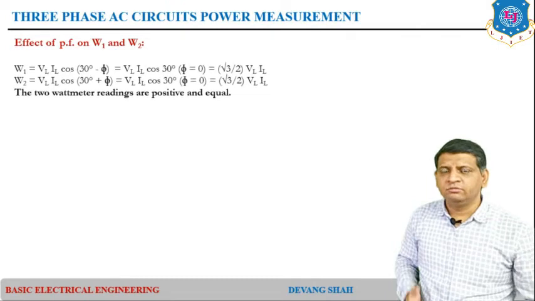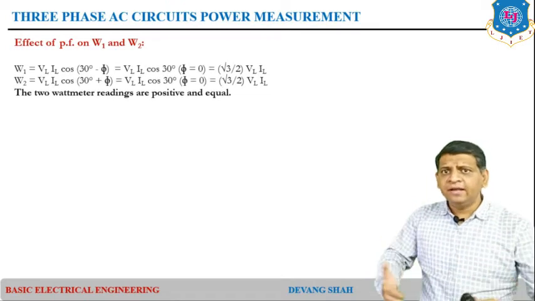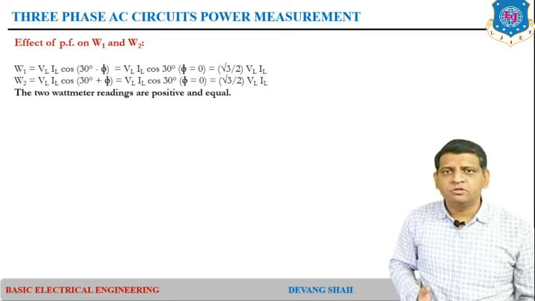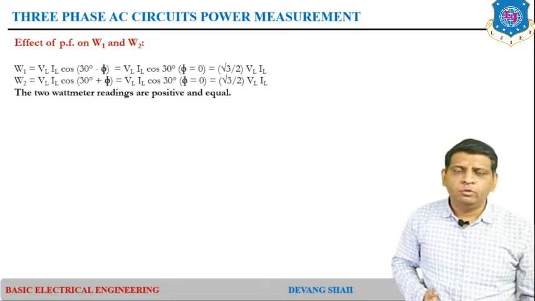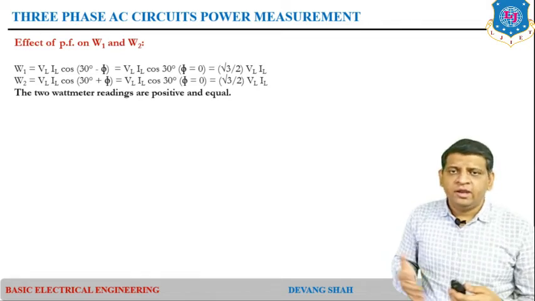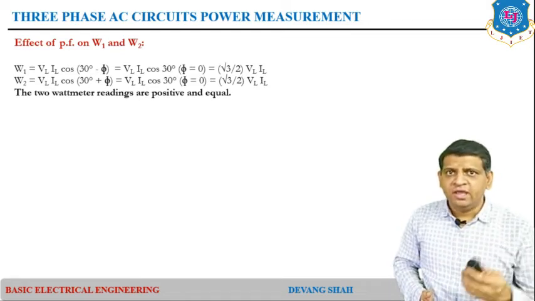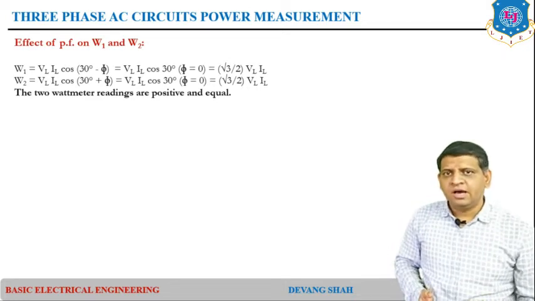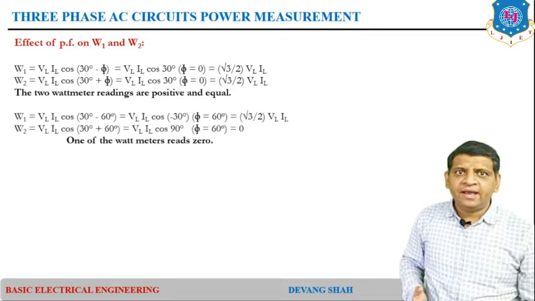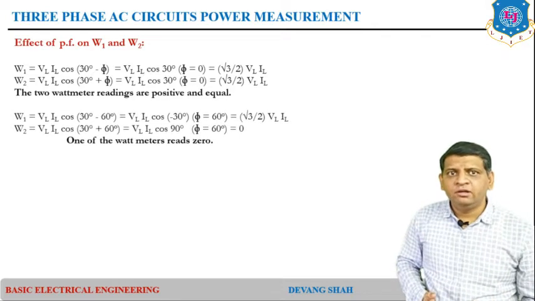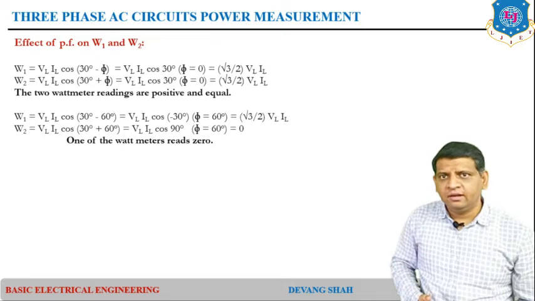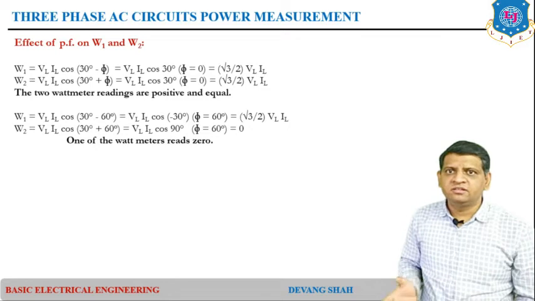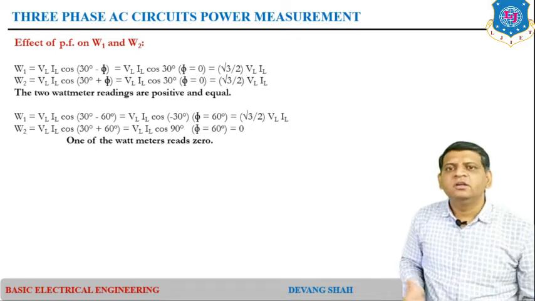Based on this, further we will find the effect of power factor on the wattmeter readings W1 and W2. So, let us take W1 is equal to VLIL cos(30 minus phi) and W2 is equal to VLIL cos(30 plus phi), where we take the value of phi equal to 0. For both the cases, W1 and W2 are the same and positive. If we take phi equal to 60 degrees, then you will find W1 is equal to root 3 times VLIL and W2 is equal to 0. So, here only one wattmeter reads 0. That means the value of power factor is equal to 0.5.